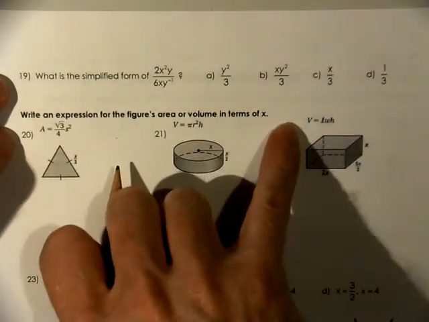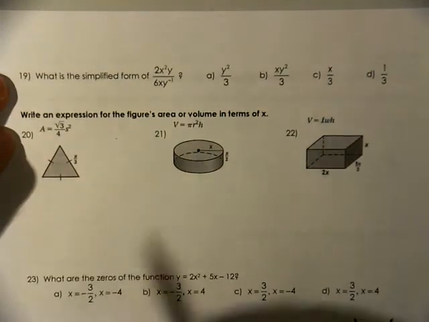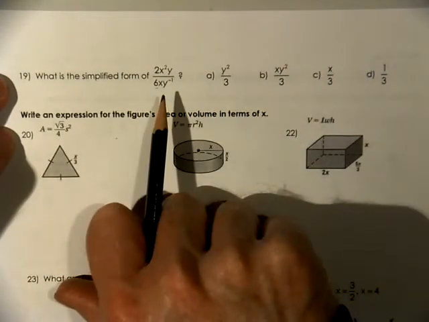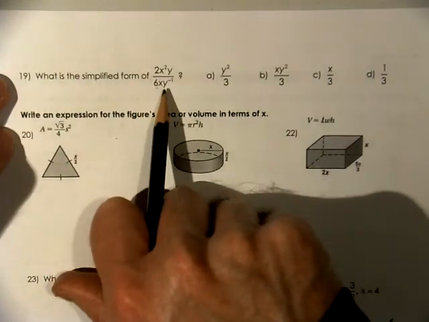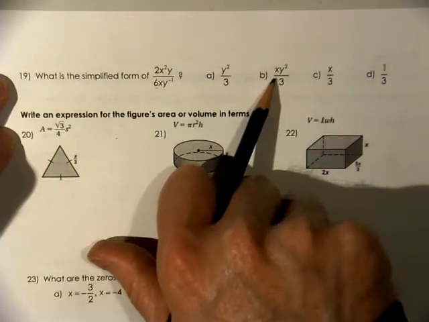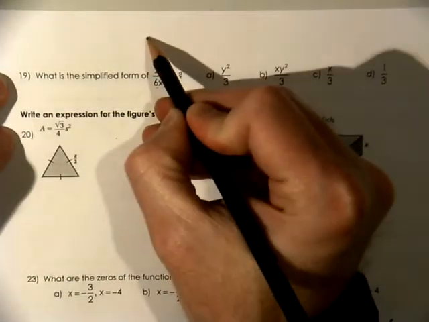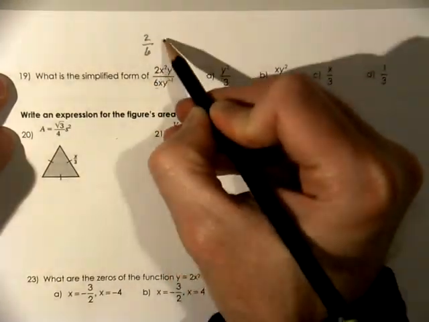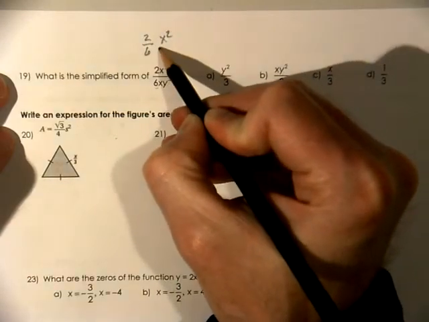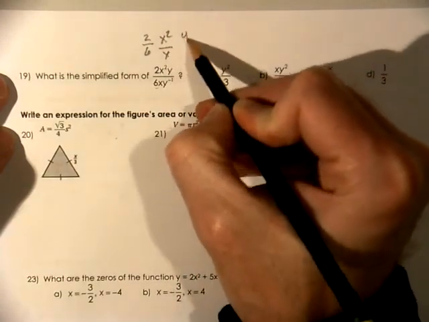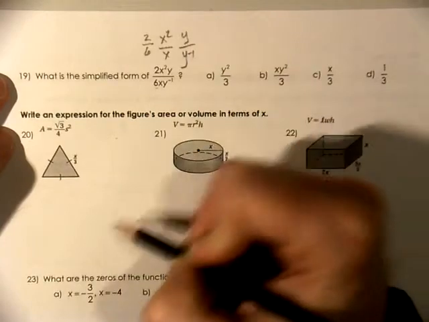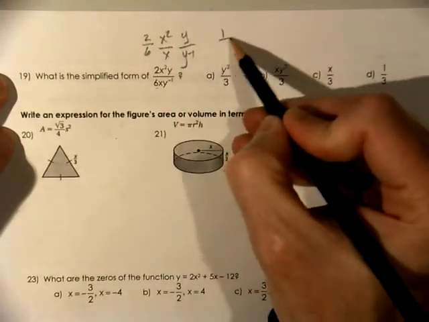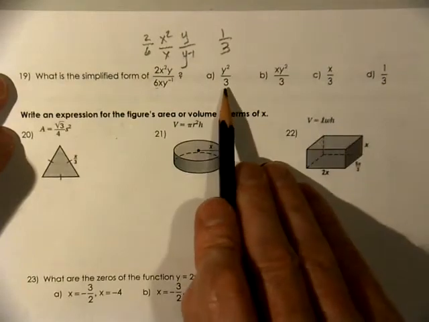So, multiple choice. How do you do this with multiple choice? The best case is not to try to guess your answer, but to do the problem and then find the answer. So, we have 2 over 6, we have x squared over x, and we have y over y to the negative 1. Well, the 2 over 6 leaves us with 1/3, so that's a possibility.